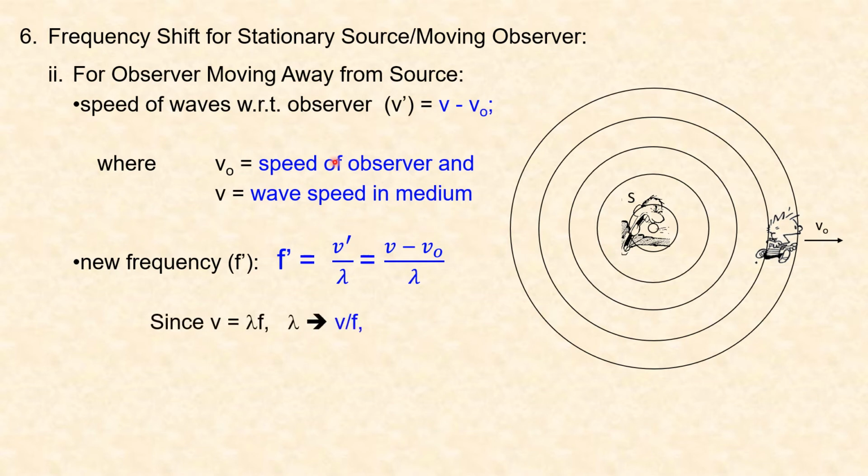And we will then use our wave equation to write wavelength lambda in terms of v and f. When we make that substitution, lambda equals v over f, we find that this new frequency is equal to the wave speed in the medium minus the speed of the observer, divided by the wave speed in the medium, times the original frequency of the wave.